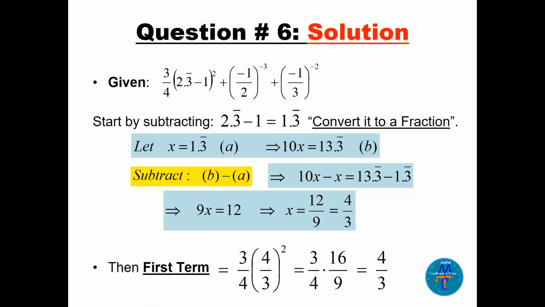Can you try, please, to continue here? Find minus half to the power minus 3 and minus 1 over 3 to the power minus 2. Add all together with 4 over 3 and leave your answer to check it with my answer. Ready?